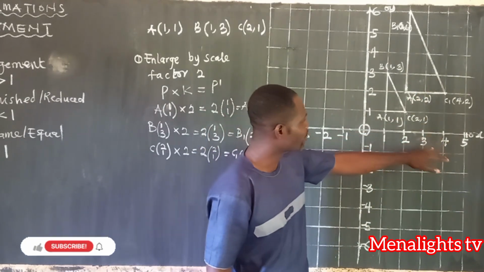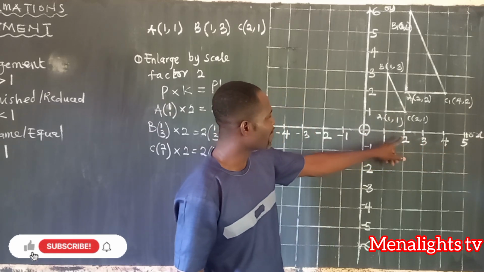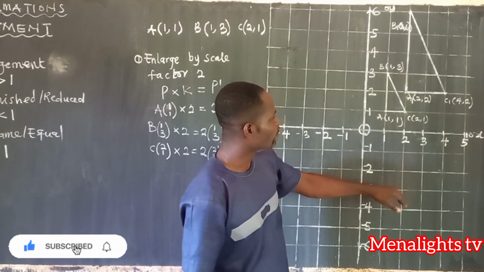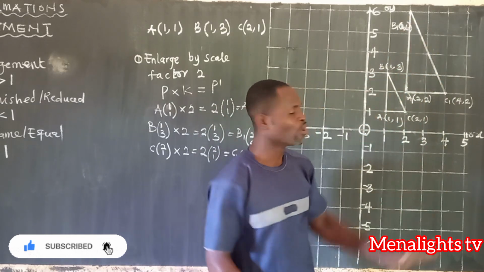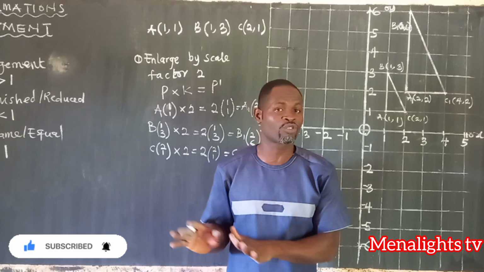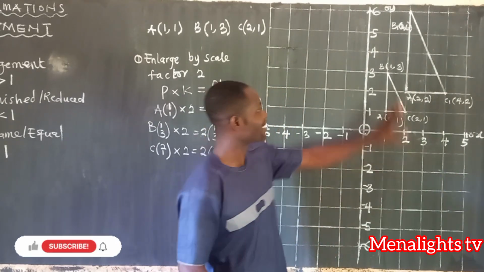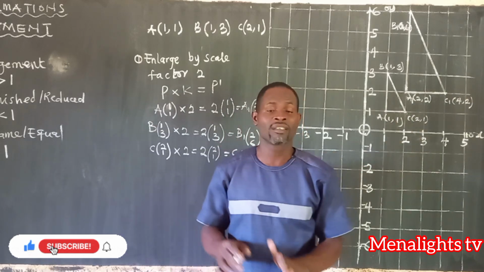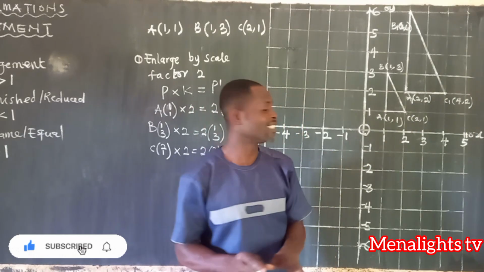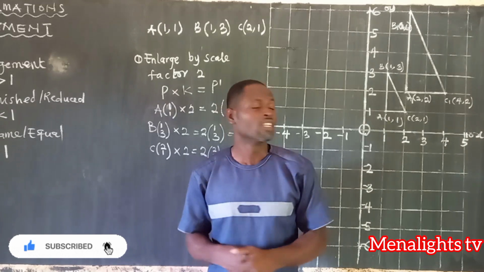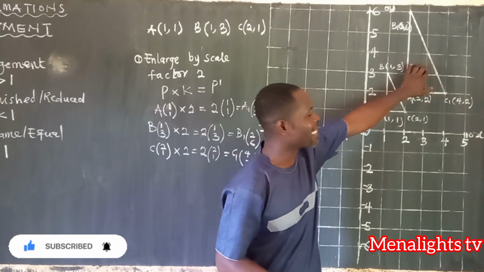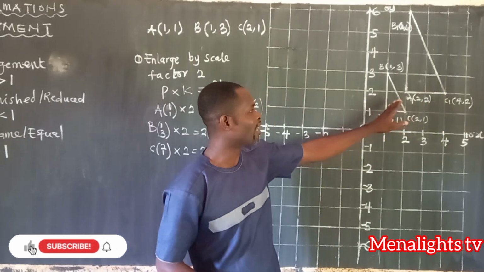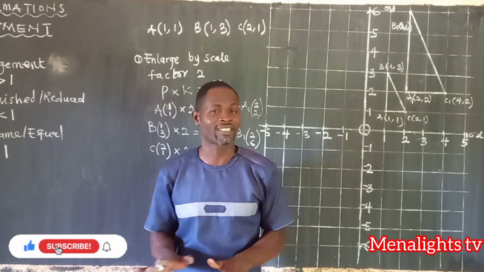So when you come to B, which is 1, 3, it becomes 2, 6. So 2 times 1 will give us 2, and then 2 times 3 will give us 6. The C, which was 2, 1, becomes 4, 2, because of the scale factor, that is 2. So this is the image that we have, and this is the object. And this image is bigger than the object because of the scale factor.